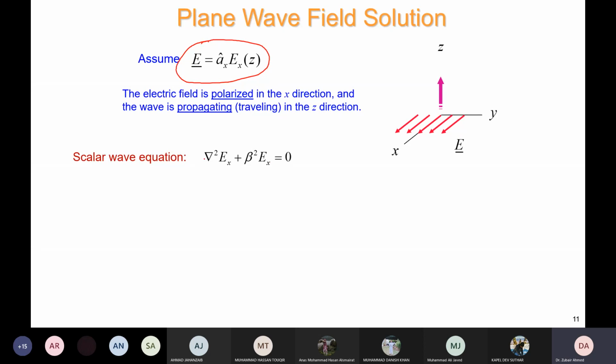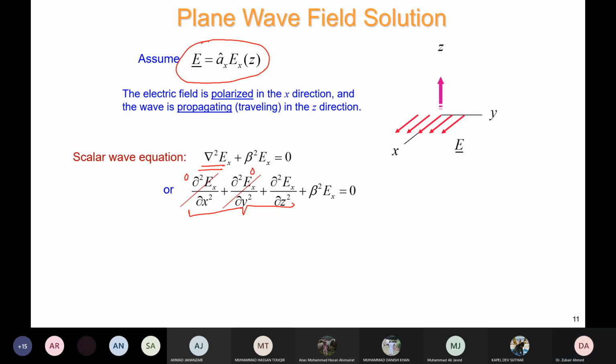This Laplacian in Cartesian coordinates can be written as partial square over partial x square Ex, plus partial square over partial y square Ex, plus partial square over partial z square Ex. This is this term expanded. And because we are using the uniform plane wave assumption, the electric field is only a function of z, so these first two derivatives will become 0. So we will be left with only this expression. Here I use the ordinary derivative.